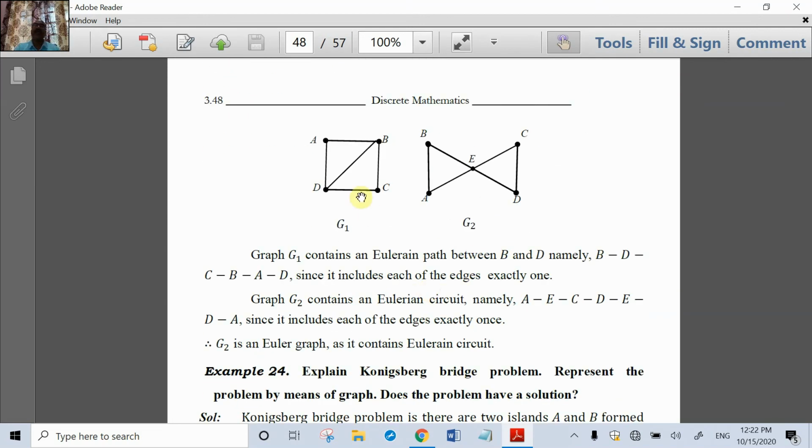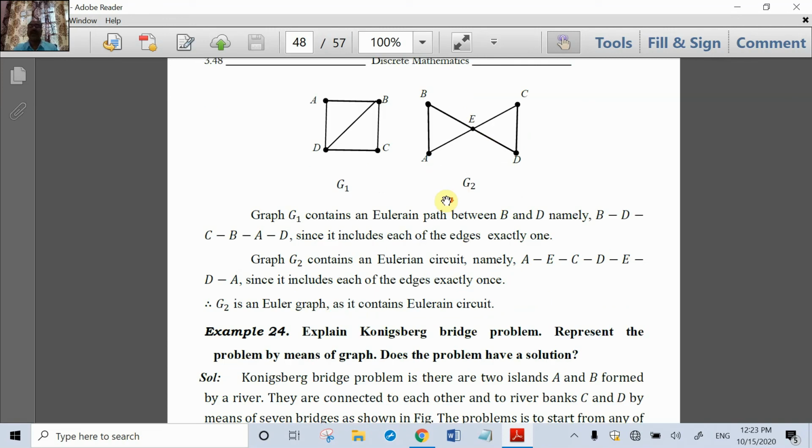See for this graph, now this: B, T, A, B, C, D. This is an Euler circuit. It contains all the edges exactly once. Therefore, this is an Euler graph. Now here A, E, C, D, E, A, B. This is also an Euler graph.